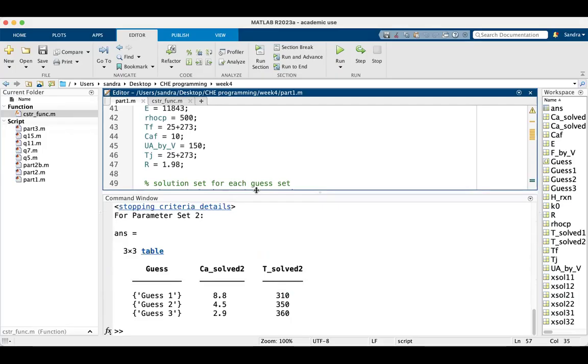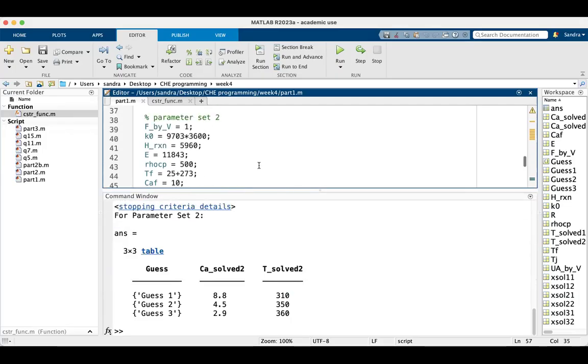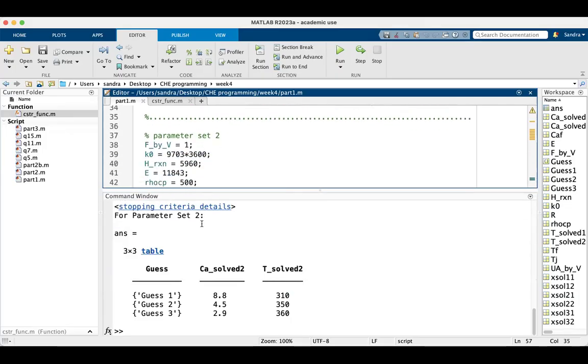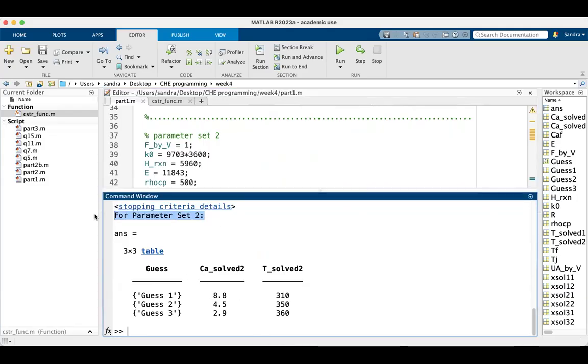So finally, what you'll be getting is, remember this was parameter set 2, okay? For parameter set 2, for guess 1, I'm getting CA to be this and T solved to be this. So these are the three different guesses for parameter 2. Okay, did we actually finish the problem?